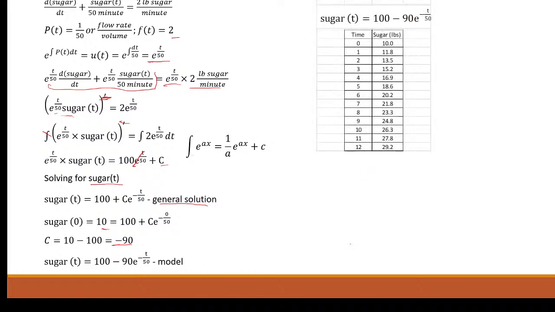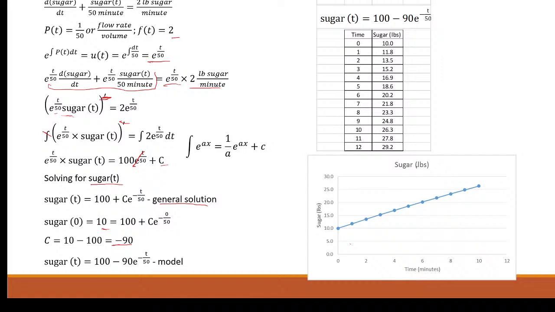Now, if we take that model, we put it into an Excel file, which is what I did earlier, and just plugged in a time t from 0 to 12 minutes. You can actually see what's going on with that sugar in the tank. It's gradually increasing over time, but it's not a linear relationship. You'll see the first step was going up 1.8, then went up to 13.5, 15.2. So it wasn't a consistent amount. It really did need to be modeled.